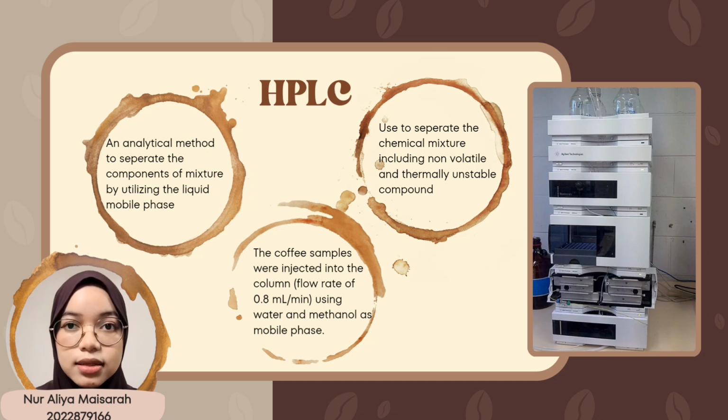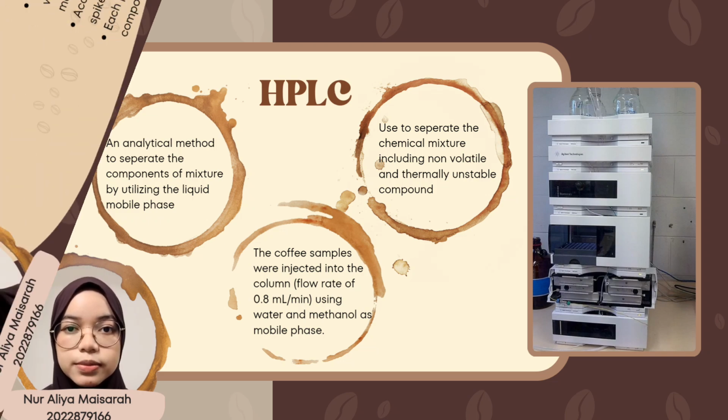HPLC is an analytical method to separate the components of a mixture by utilizing a liquid mobile phase. It is used to separate chemical mixtures, including non-volatile and thermally unstable compounds. In this experiment, the coffee samples were injected into the column with a flow rate of 0.8 ml per minute using water and methanol as mobile phase.